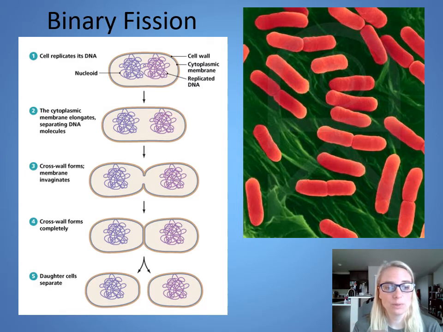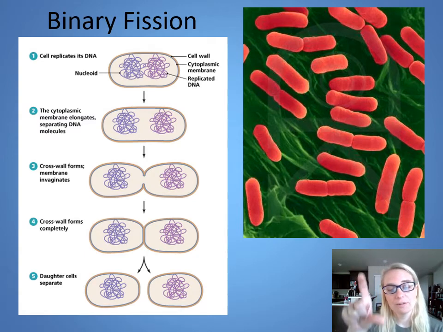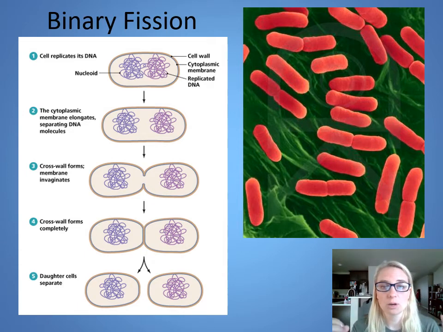Step 2, the cytoplasmic membrane elongates, the DNA molecules get further apart, and eventually you start to pinch the cell in half. The cell membrane starts to pinch, the cell wall starts to pinch, and eventually a complete cross wall forms. The two chromosomes are separated from each other and your daughter cells separate. Now, in an organism that has particular arrangements, they may not fully separate like that. They may stay stuck together, and that's what leads to your diplo, strepto, staphylo, tetrad, V-shape and all those types of things.